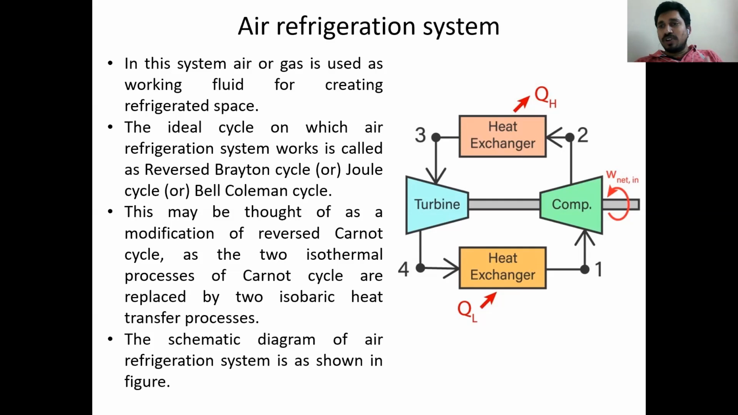Inside we use one rotating element called a rotor, by which energy levels change from one value to another value. So in a compressor, the energy level rises. In a turbine, the energy level drops while fluid moves through the rotating element. So this is a schematic diagram of the reversed Brayton cycle or air refrigeration system.